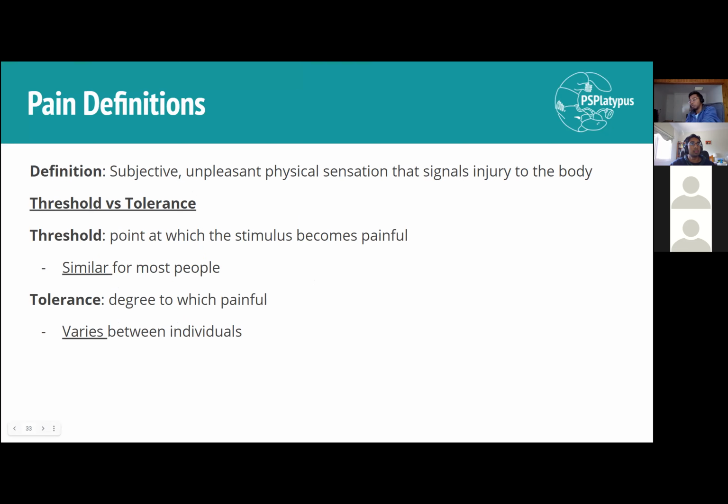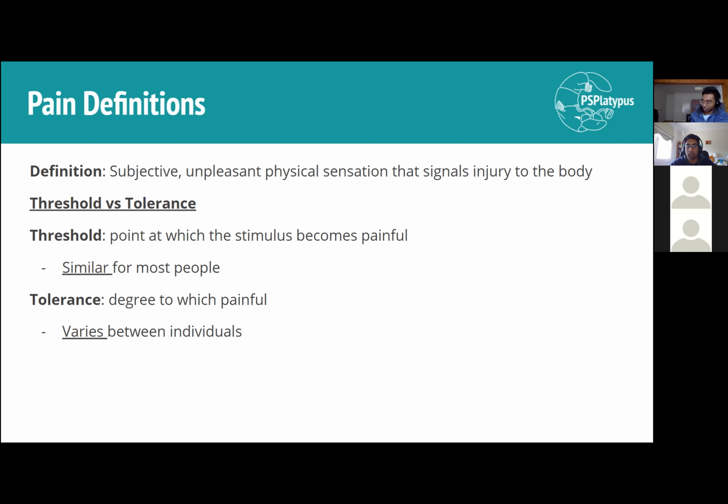Thinking about pain. Definition: an unpleasant sensation that signals injury. So it's something that has a purpose. It needs to signal injury, right? And pain is felt in a couple of different ways. There's the idea of a pain threshold or a pain tolerance. A threshold is when a stimulus essentially becomes painful. You can imagine yourself poking yourself until it becomes unpleasant, to something that's actually painful.